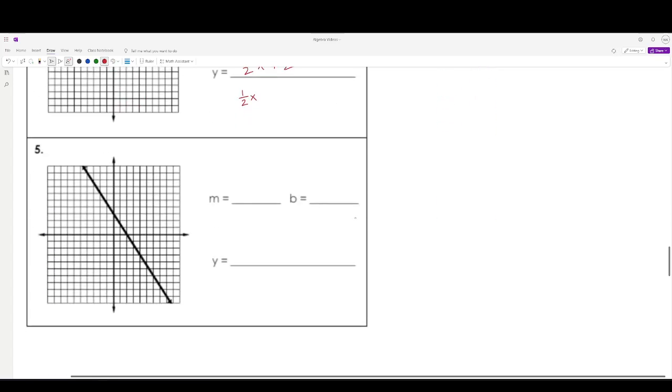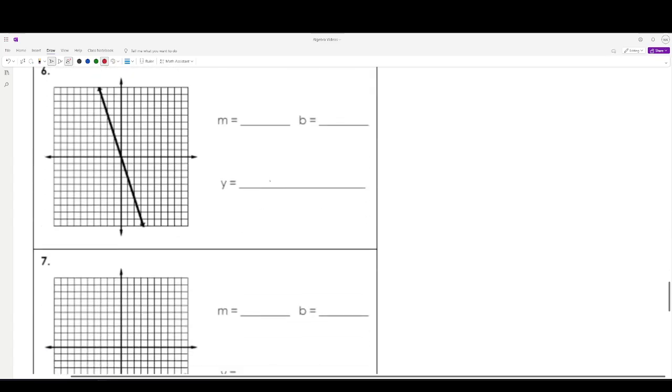All right, number 5, our y-intercept is at (0, 3), so b is 3. Our slope, let's see, this looks like our next good point here. So we go 1, 2, 3 down, so that's negative 3. And we go 1, 2 to the right, so that's negative 3 over 2. So y equals negative 3 over 2x plus 3.